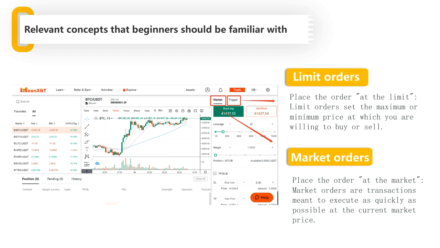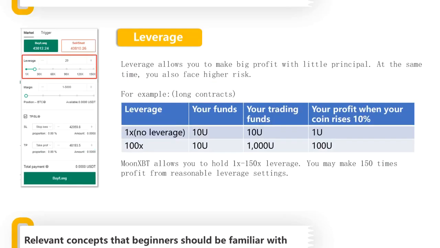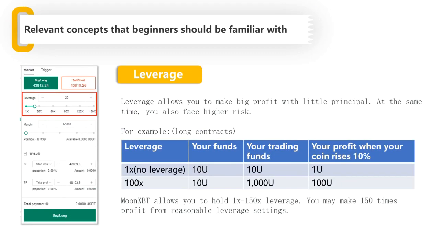Leverage is a key concept of contracts. Leverage allows you to make big profits with little principal. At the same time, you also face higher risk. Or we can say that leverage means a third party lends you money to trade. You will take the profit and also the risk.